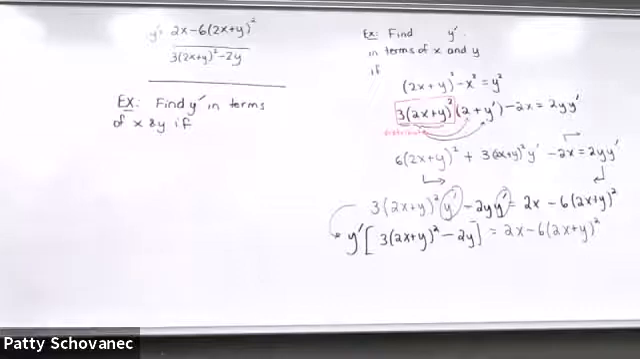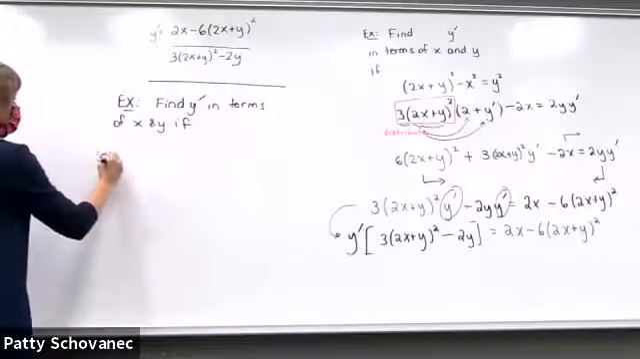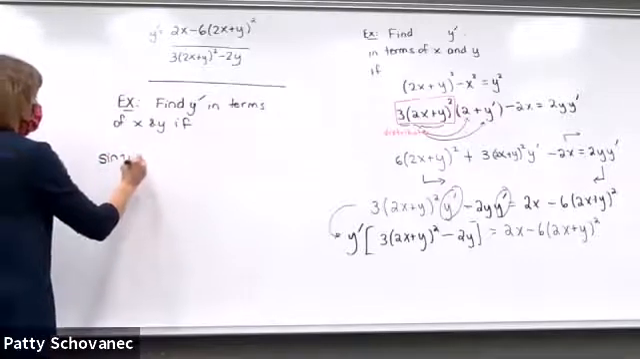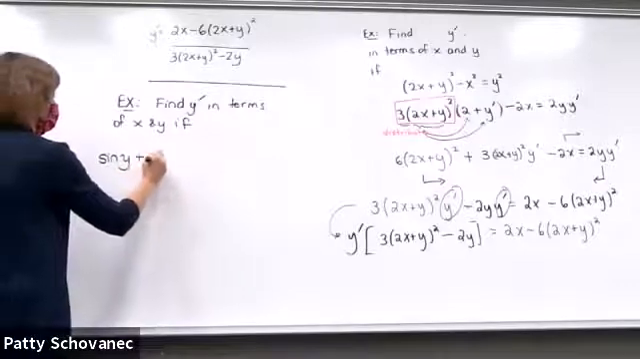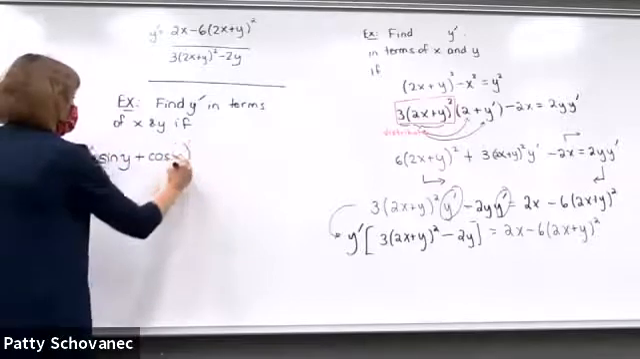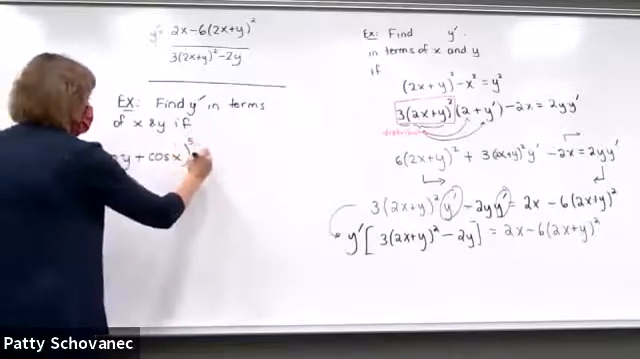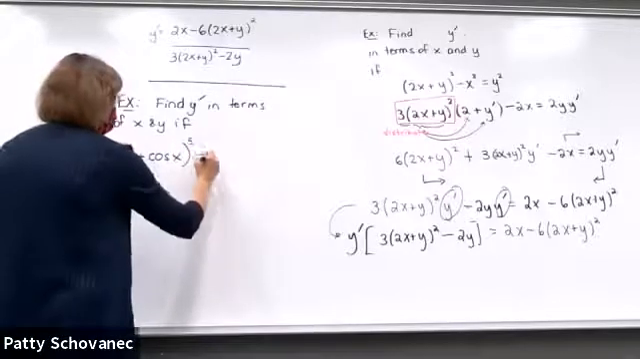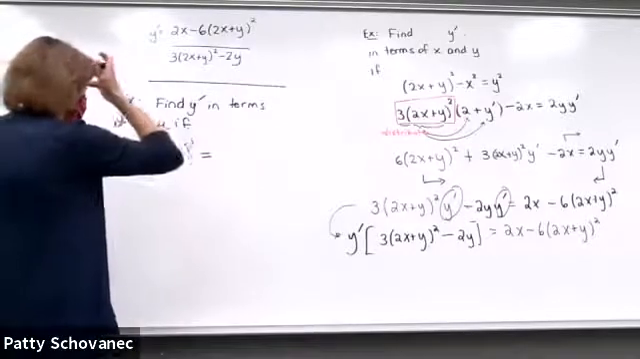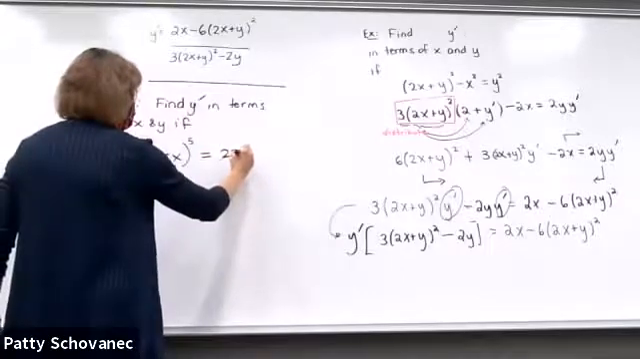Okay, so what made that look like that? The parentheses. Let's go with the sine of y plus the cosine of x. Let's put it to a power. Let's go to the fifth power. Is equal to 2 pi times y.